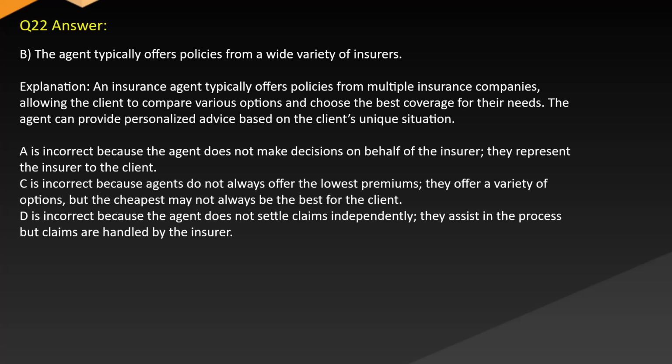A is incorrect because the agent does not make decisions on behalf of the insurer. They represent the insurer to the client. C is incorrect because agents do not always offer the lowest premiums. They offer a variety of options, but the cheapest may not always be the best for the client. D is incorrect because the agent does not settle claims independently. They assist in the process, but claims are handled by the insurer.